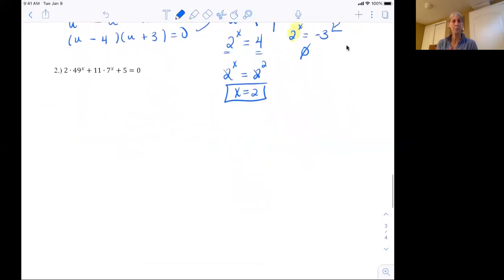Moving on. Example 2. 2 times 49 raised to the x power plus 11 times 7 raised to the x power plus 5 equals 0. You can almost see the quadratic there. But let's take it step by step. My base is going to be 7. So I want to rewrite 49 as a power of 7.